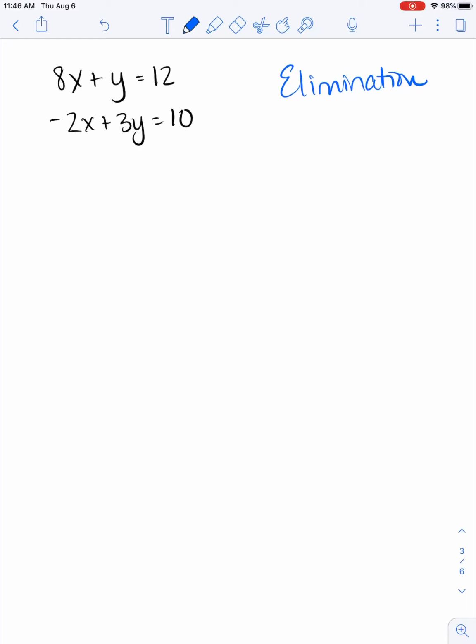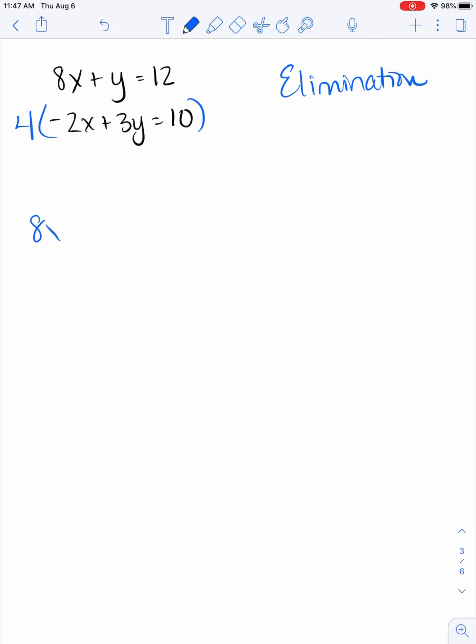Elimination means you want something to eliminate, to cancel. So what I'm going to do is multiply the entire top equation or the entire bottom equation by numbers so that either my x's or my y's will cancel. So if I look at my x's, for them to cancel, they need to be the same number, but they need to be opposite signs. So I could multiply the bottom by a positive 4.